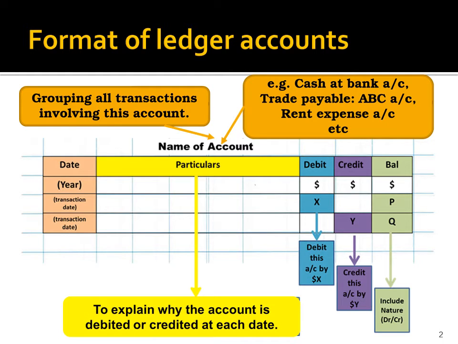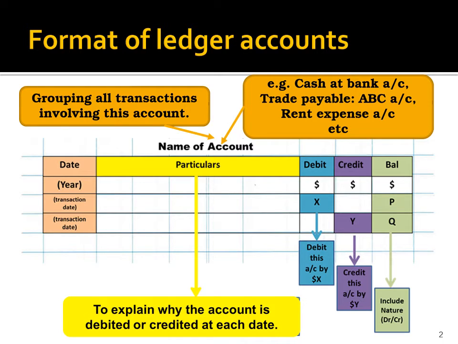First is the name of the account. This is the name of the ledger account that we are preparing, such as the cash at bank account, the trade payable account, rent expense account, and so forth. The ledger account is a grouping of all transactions involving it. You can see that this is a summary of all the transactions that have taken place with regards to this particular account.